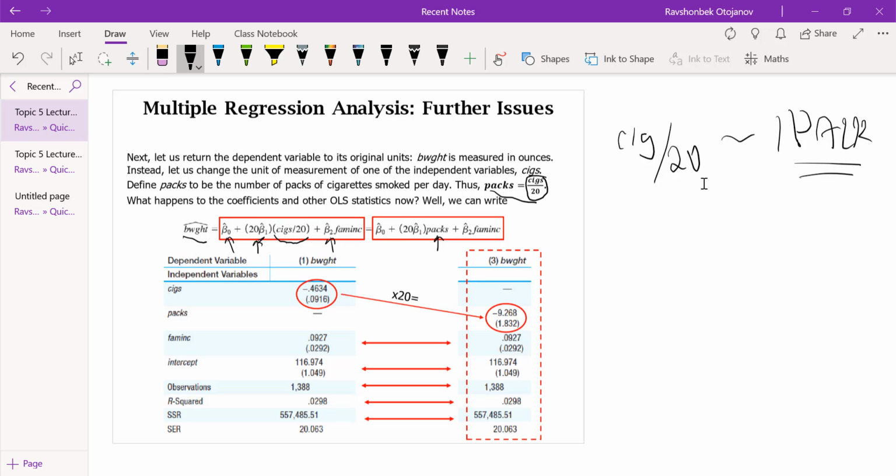Okay, how does it look when estimated as a new equation? So here's the new equation with a new coefficient estimate. Notice this now. This is minus 9.268, which is basically 20 times more than this. So both the standard error and coefficient estimate are multiplied by 20 in this case. But notice that nothing changes here. So nothing is different here, nothing is different here in this case.